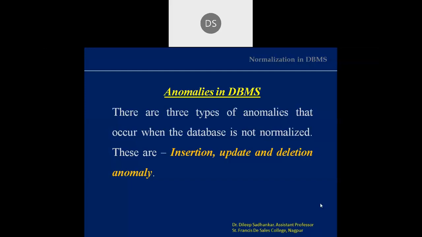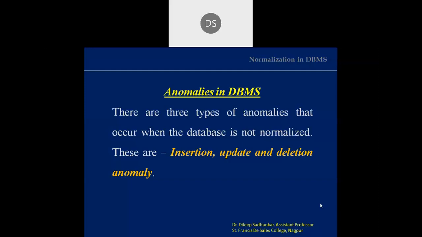The problem here is what? Whenever the database is created, it comes with anomalies. Now, what is an anomaly? The word anomaly means something that deviates from what is standard or normal or expected. That means it is not in a standard form. So what kinds of anomalies are there in DBMS, that we'll see.